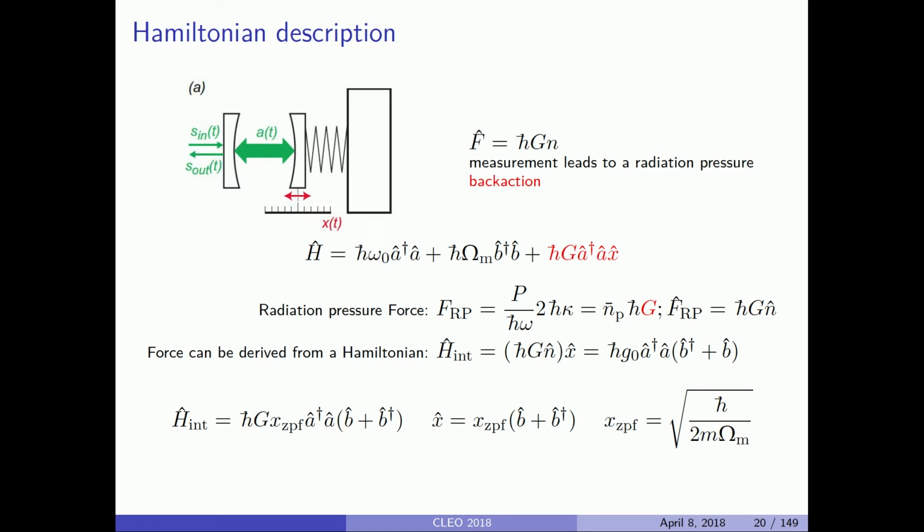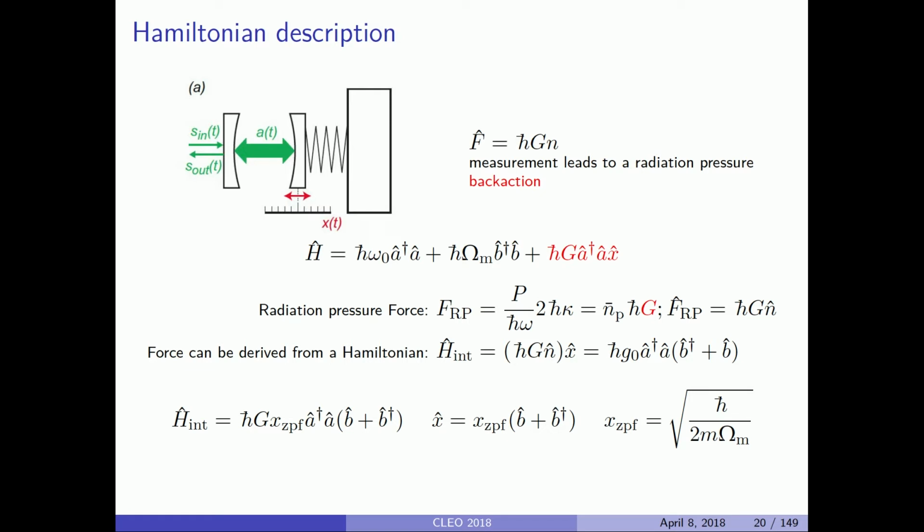Now you can ask yourself, what would be the coupling between light and mechanical motion? The way you can find out that coupling is very easy. The classical radiation pressure force is nothing else than the flux of photons times 2 h bar k. If you reformulate it, that's equal to the mean number of photons in the cavity times h bar g. So h bar g is the per photon force. And now that's a classical quantity.